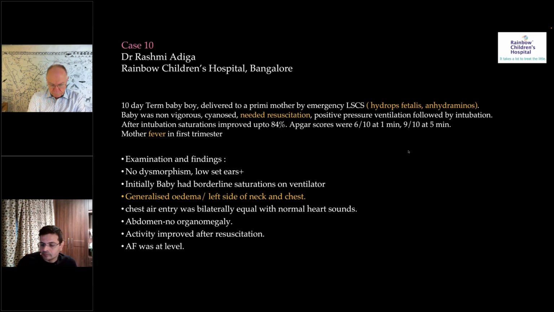Mother had a history of fever in her first trimester. On examination, there was no dysmorphism. Baby had low set ears. Initially, baby had borderline saturations on ventilator. There was generalized edema, most prominently on the left side of the neck and chest. On auscultation, air entry was bilaterally equal with normal heart sounds. Per abdomen, there was no organomegaly. Activity improved after resuscitation. AF was at level.